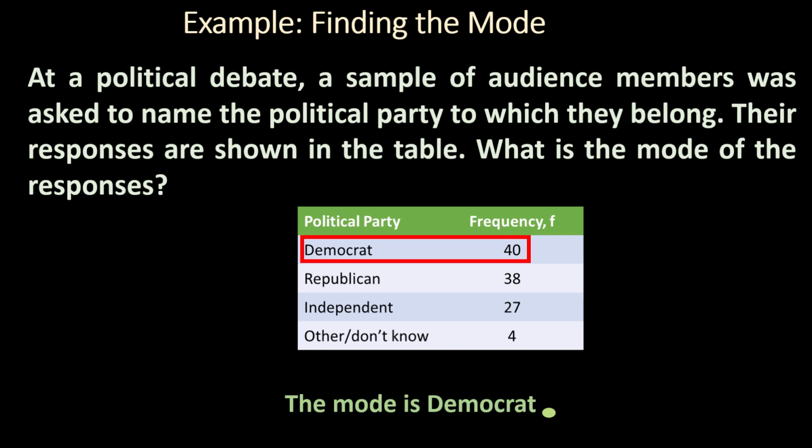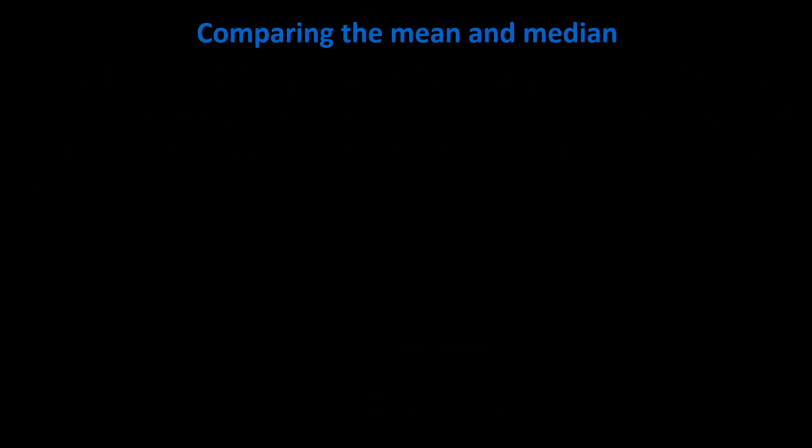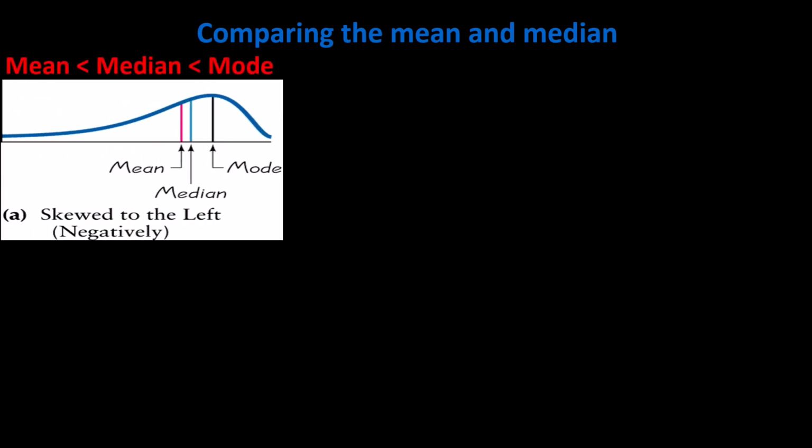Now, let me go to comparing the mean and median. You know that from chapter 1, there are three types of shapes of the distributions. So let me explain the first one, skewed to the left. If it is skewed to the left, then the smallest number is the mean, and median is greater than mean, and mode is greater than median. Then absolutely you know mode is greater than mean.